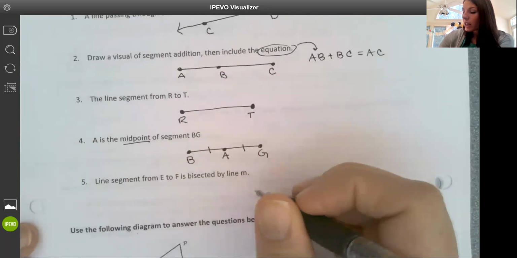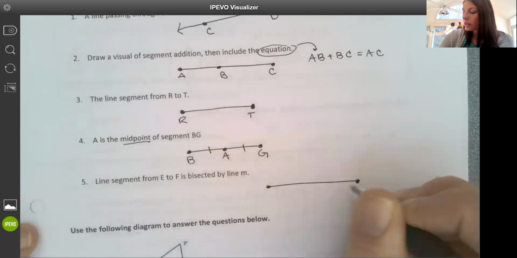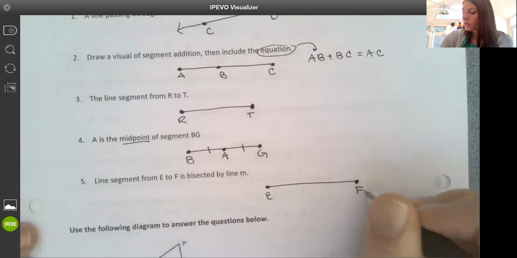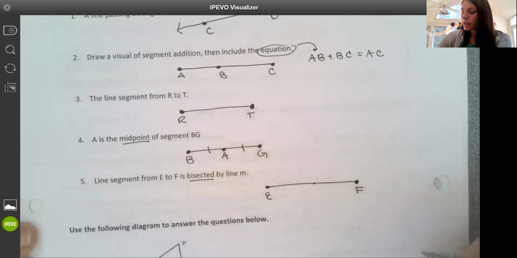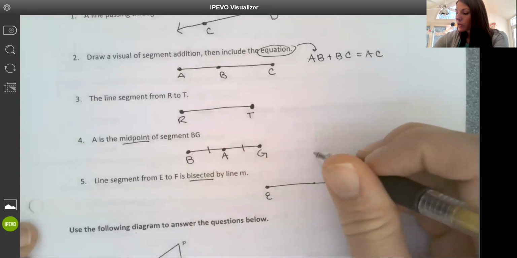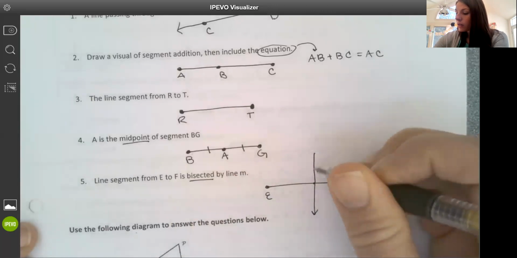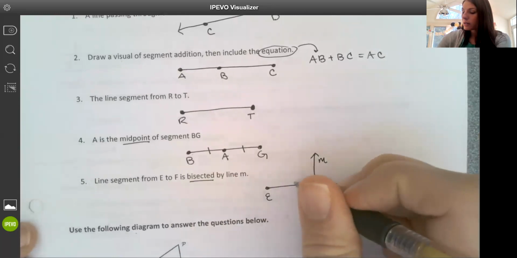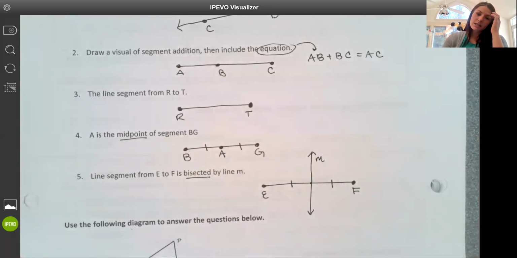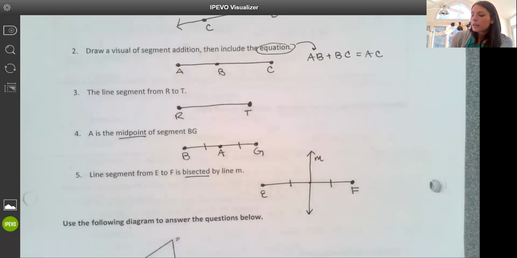A line segment from E to F, so let's start there. E to F is bisected. Bisected means cut in half, so in the middle, by line M. So right in the middle, there's line M cutting that segment into 2 equal parts, bisecting it. Okay, so that's just drawing some diagrams.